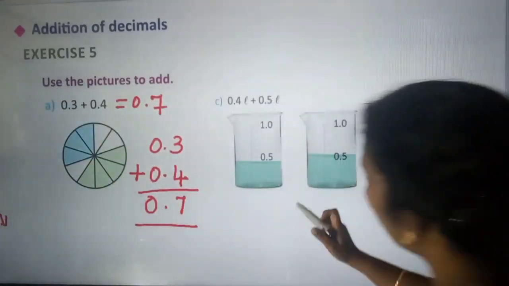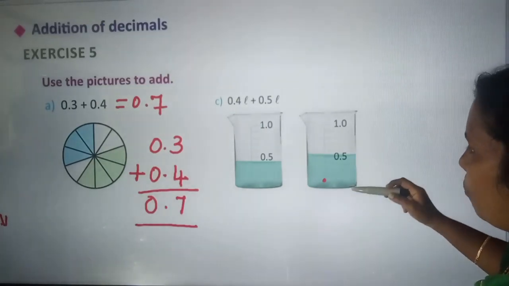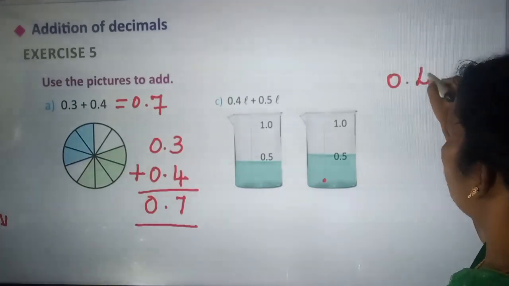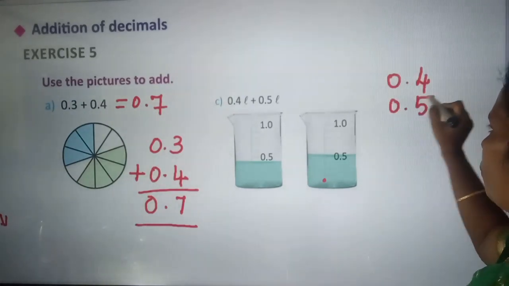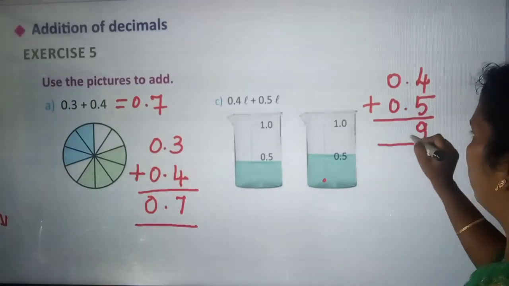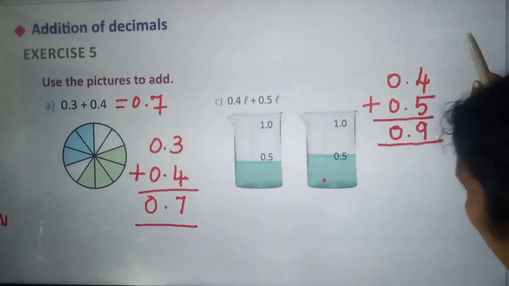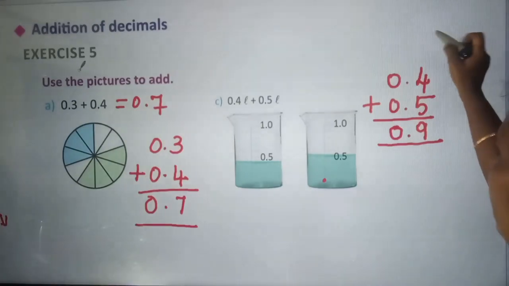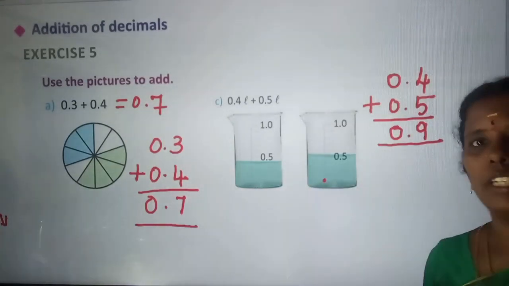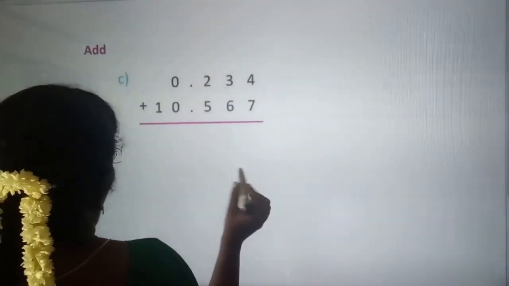The same way, see here, in this beaker 0.4 liter is filled. In this beaker 0.5 liter is filled. How much is the total of these? See, 0.4 plus 0.5. 5 plus 4, 9. This is the decimal point, then 0. We have to put the decimal numbers in that position. 10th place under 10th place, 100th place under 100th place, the numbers straight. Is it clear, children? Next we are going to see another addition of decimals.